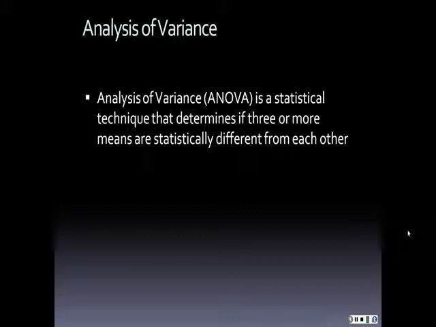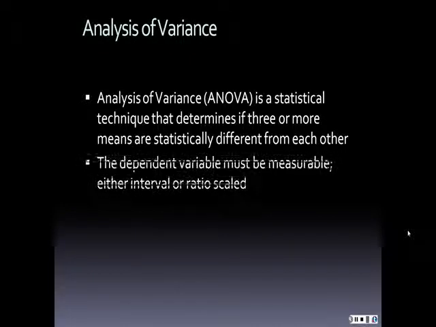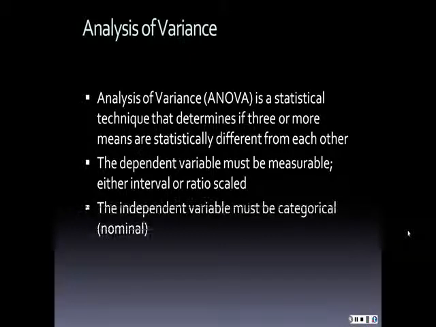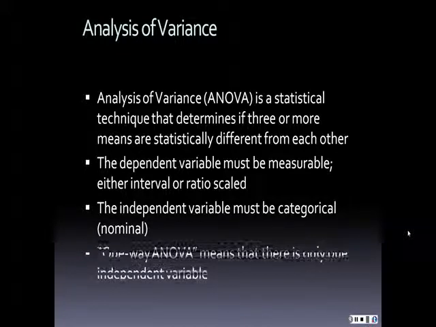So independent samples t-test is great when you have two groups. But what happens when you have more than two groups, if you have three or more groups? That's where ANOVA comes in. So similar to an independent samples t-test, we have a dependent variable that's measurable, either interval or ratio scaled, and the independent variable is categorical, meaning that we have groups of participants.